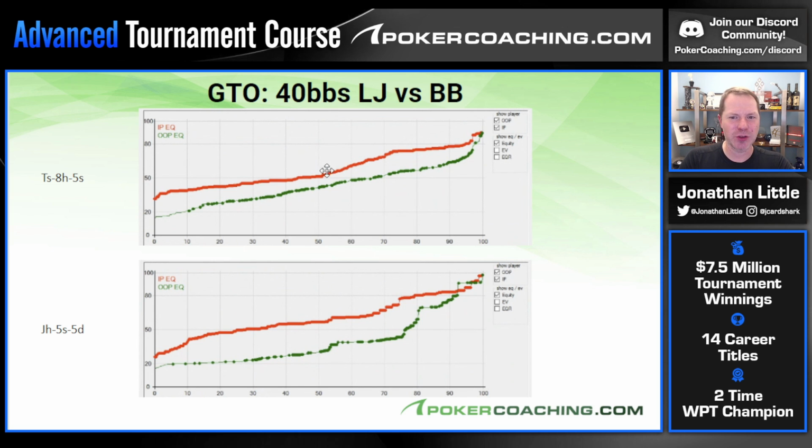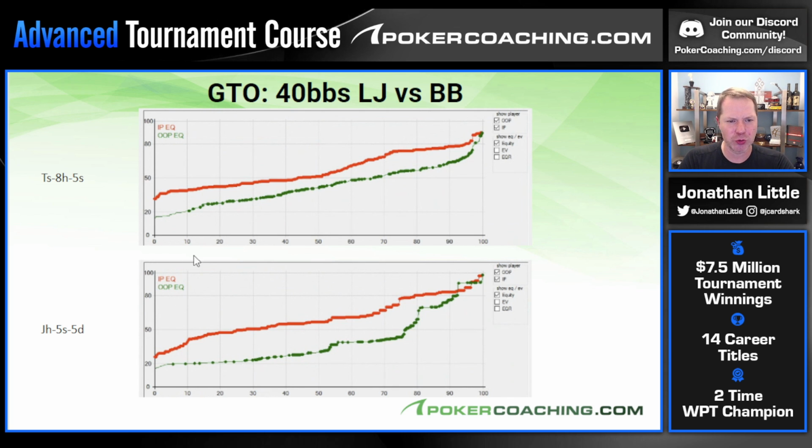Anytime you see that the in-position player, the line in red, is decently far above the line in green, the out of position player's range, you're pretty much always going to be betting big and pretty frequently. That's because you have both a range advantage and a nut advantage.